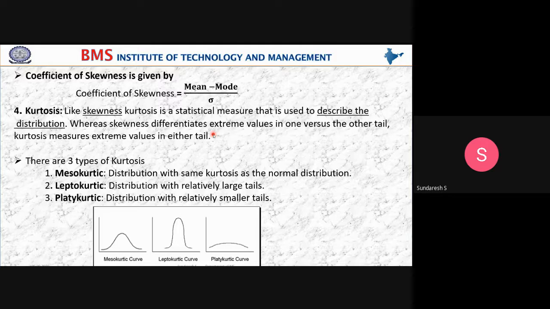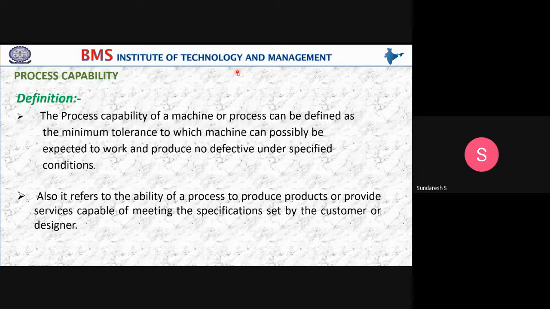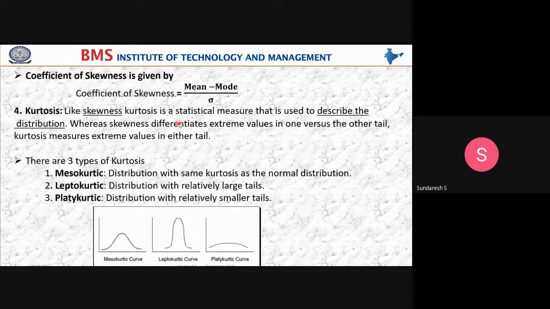So what does skewness do? It differentiates the extreme values in one tail versus the other end. But kurtosis measures the extreme values on the other end, the tail. Tail means it is at the end. So this is what we call kurtosis. Kurtosis is generally of three types: one is called mesokurtic, the second is leptokurtic, and the third is called platykurtic.